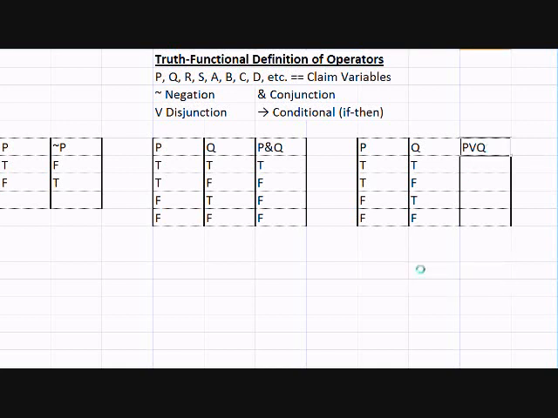A P or Q statement is true if either P is true, or if Q is true, or if both are true. And thus, if both P and Q are true, the statement is true. If P is true and Q is false, the statement is true. If P is false and Q is true, the statement is still true. And then finally, if P is false and Q is false, the statement is false. So as we can see here, the statement P or Q is true in all cases except when both P is false and Q is false.